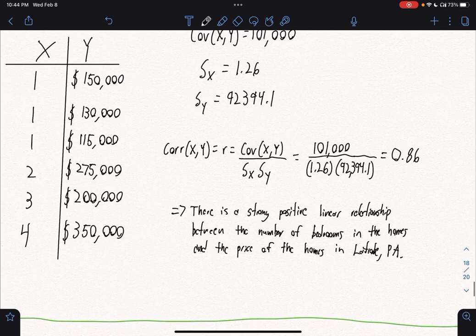And we can just do a quick reality check. Does that make sense? And yeah, it does. As we increase the number of bedrooms, generally the value of a property will increase. So it makes sense that we are seeing a strong positive linear relationship between the number of bedrooms and the price of the homes.